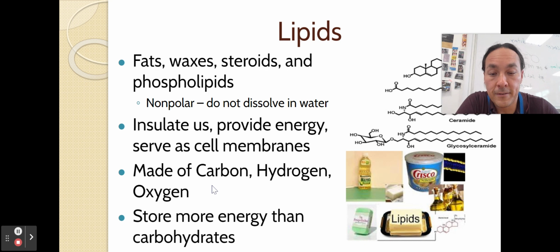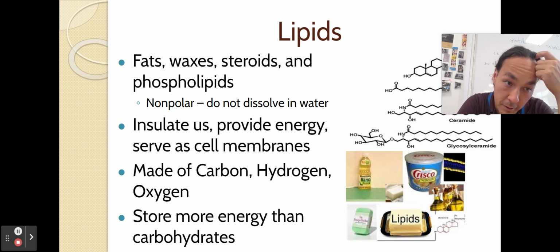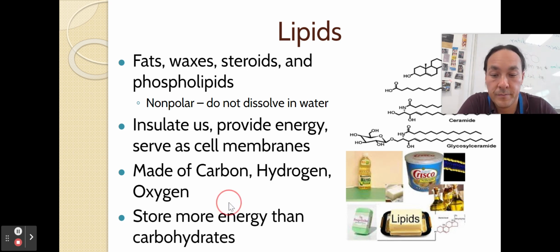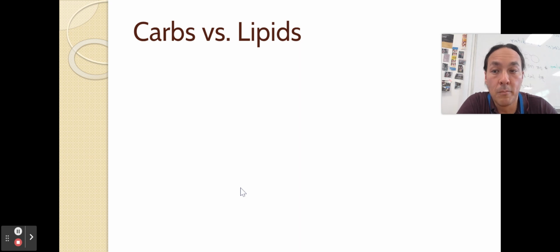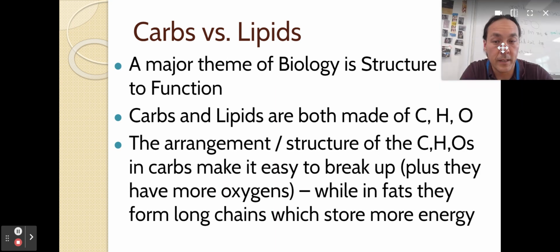Lipids are also made of carbon, hydrogen, and oxygen, just like carbohydrates, but they're in a different ratio, in a different shape. And so here, there's going to be relatively more carbons and hydrogens in a lipid than there will be in a sugar. Lipids or fats store more energy than carbohydrates per gram. So that's why if you eat a bunch of carbohydrates, you don't burn them all up for energy. Your body will turn them into fats because it's a more efficient storage mechanism of that energy. So once again, structure leading to function. All right.